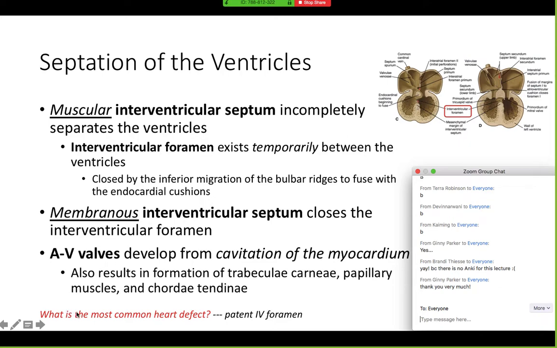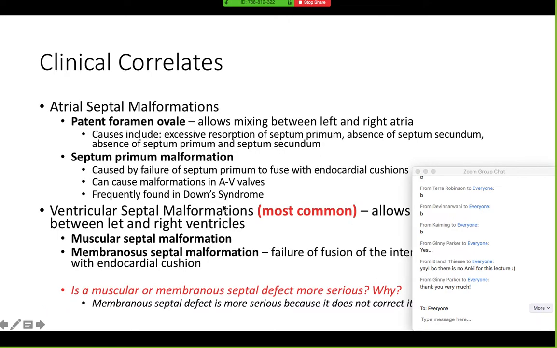All right, and then, so what is the most common heart defect? This is a patent IV foramen, and that occurs because the membranous IV septum does not close that interventricular foramen. So this stays open. But if development occurs correctly, then it's going to be closed off by the membranous IV septum. So that's the most important part of this slide.